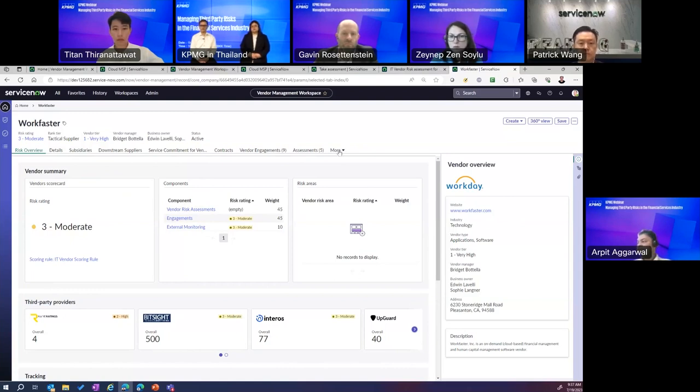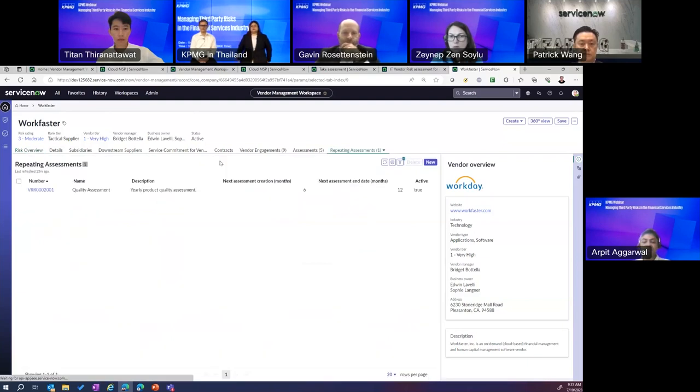Within the platform, we have another feature called repeating assessments, which can be configured to automatically trigger a list of questions or a new assessment to the third party based upon the specified duration. So as a vendor manager, I do not need to remember or set a reminder by myself to send a new list of questionnaires to the vendor again after 6 months. The platform can automate that workflow for you.